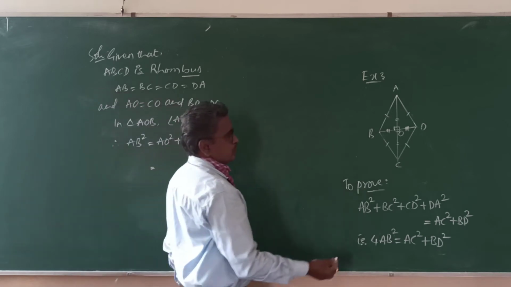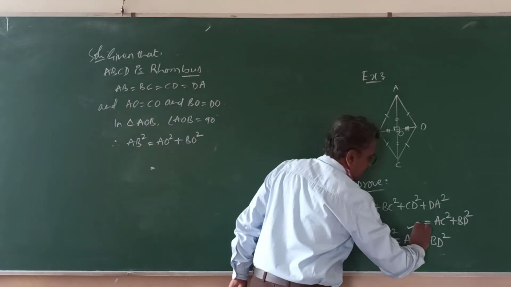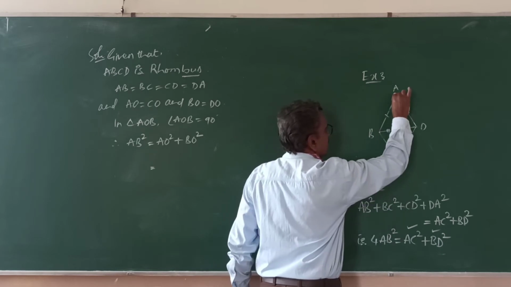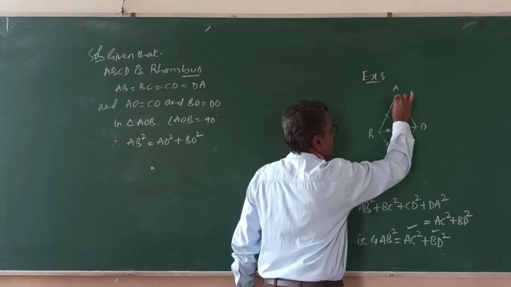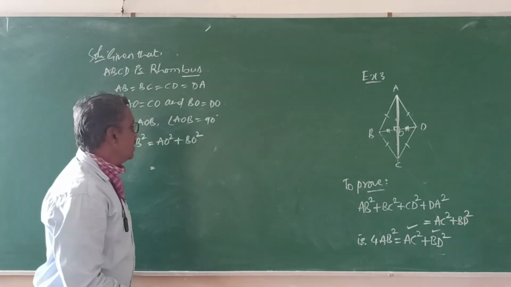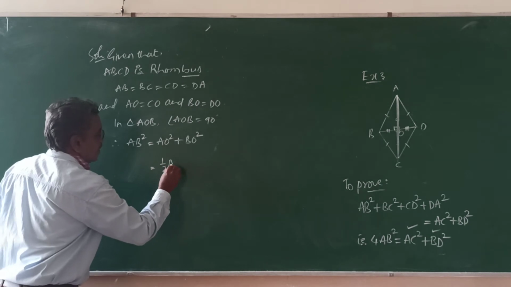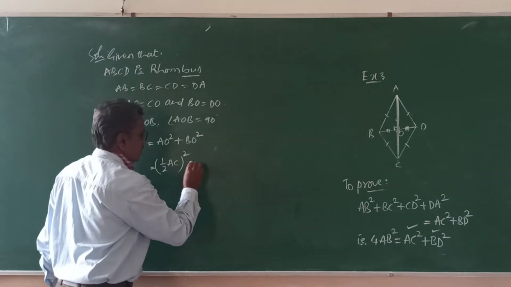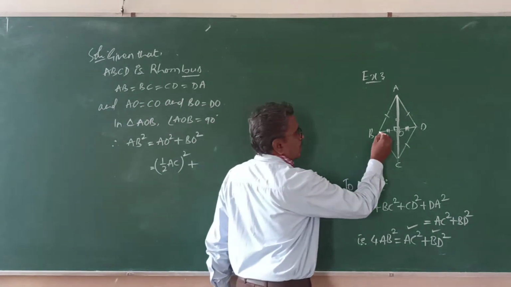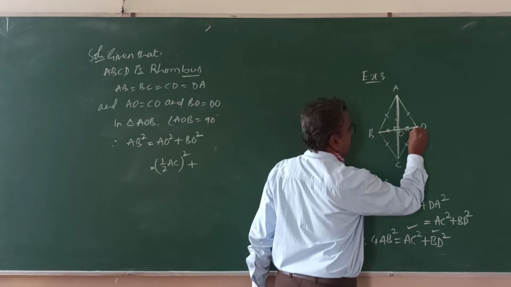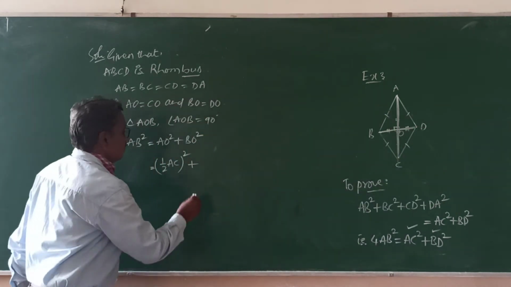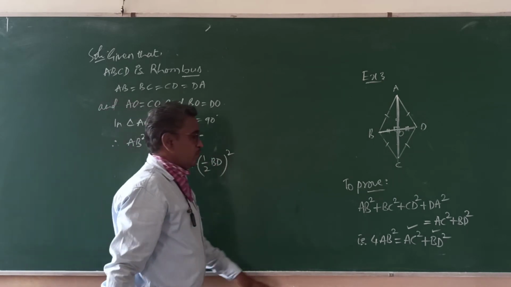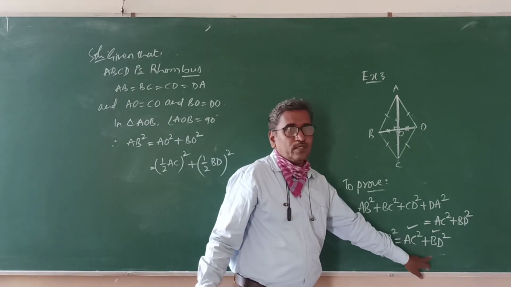AO is equal to CO. We want the relation between AC and BD. So AO is equal to CO means AO is half of AC. Half of AC bracket square plus BO means half of BD. We want the relation in the form of whole diagonals, not half the diagonals.